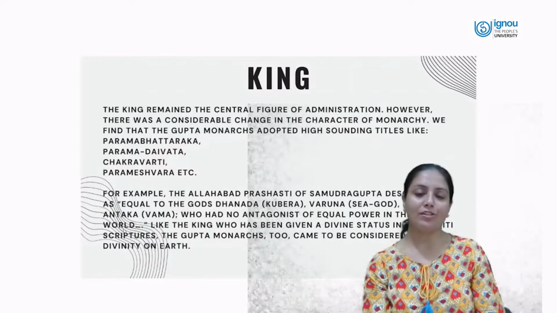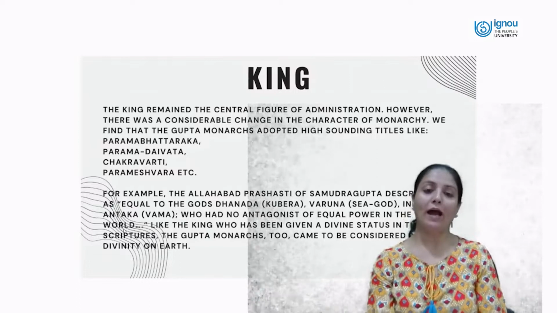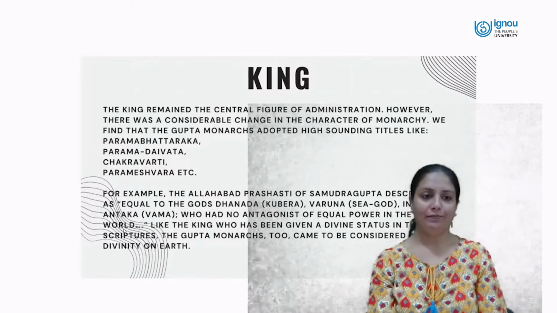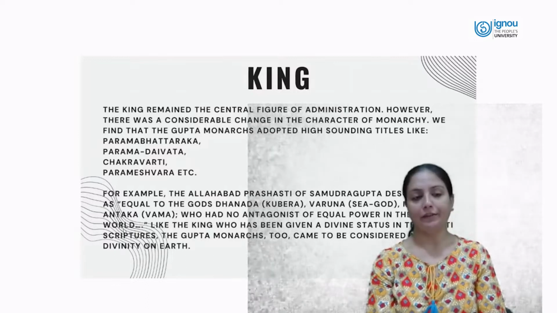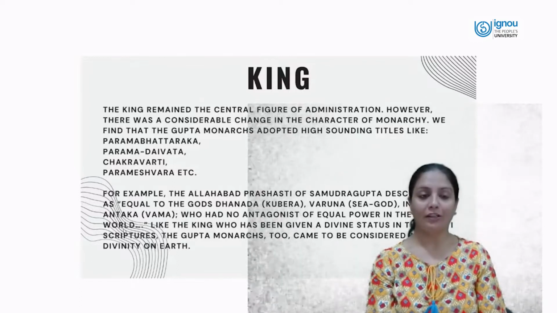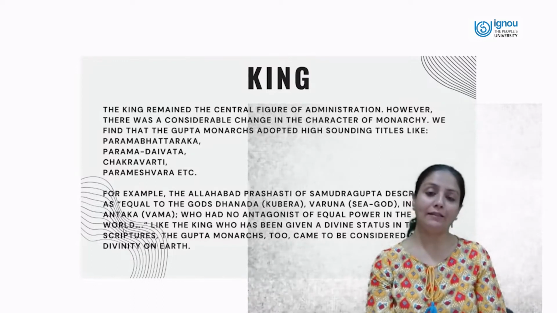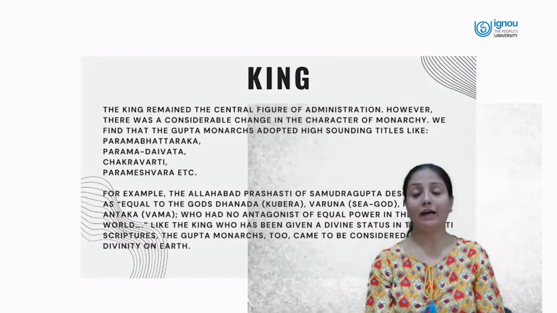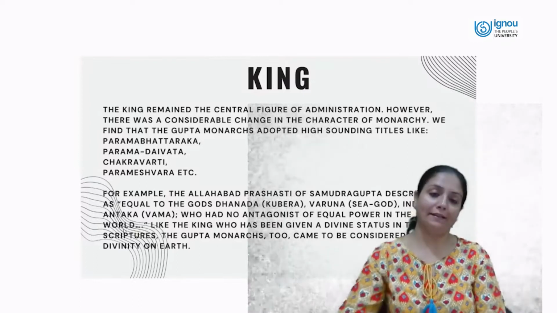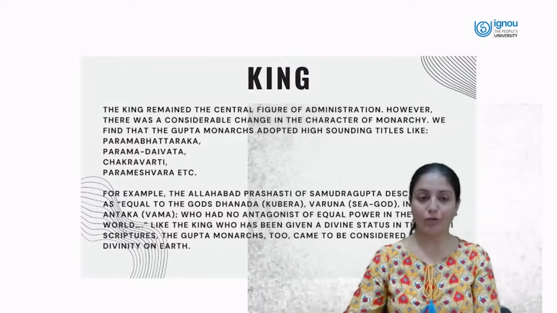There was a considerable change in the character of monarchy. We find that the Gupta monarchs adopted high-sounding titles, like Param Bhattaraka, Parama Devata, Chakravarti, Parameshwar. These were the titles adopted by the Gupta kings. Why did they adopt these titles? Can anybody imagine? Any guess from your side?